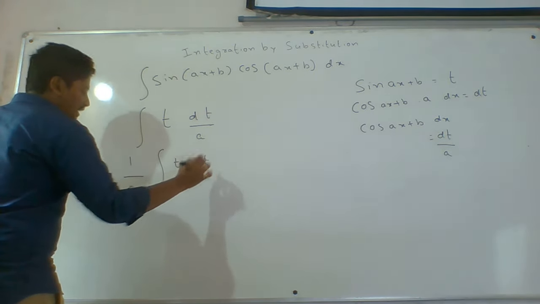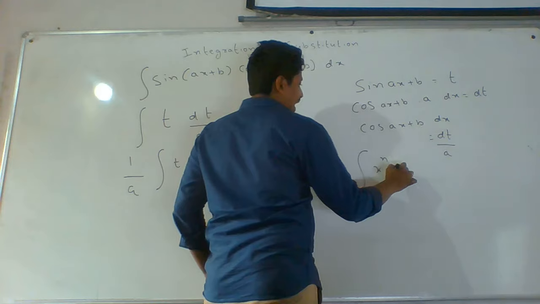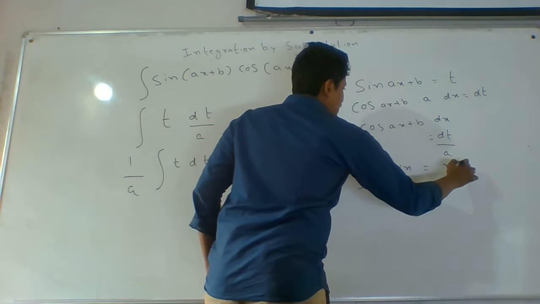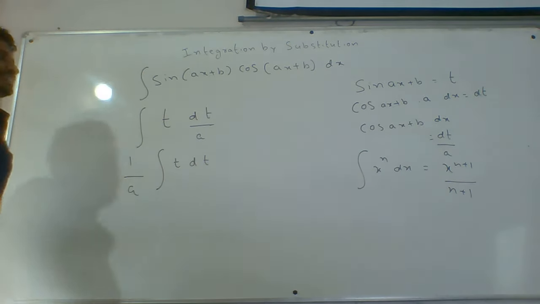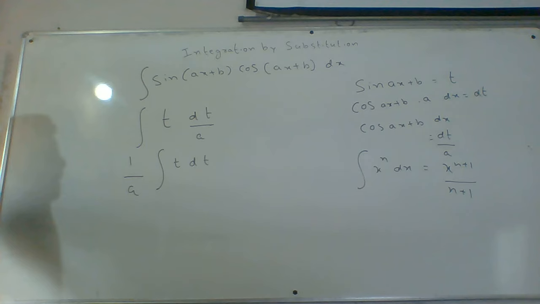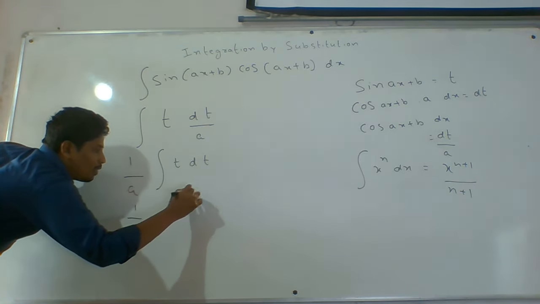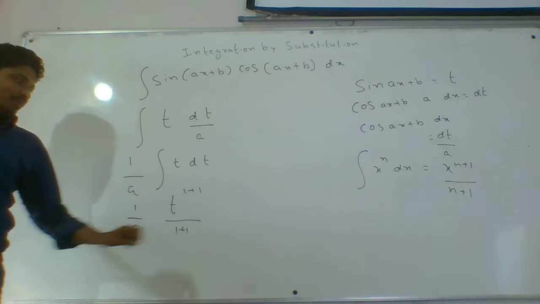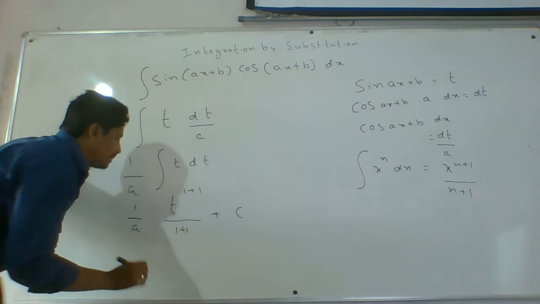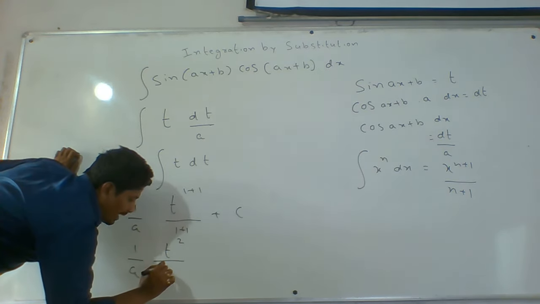Integral t dt. It is of the form integral x power n dx, which is x power n plus 1 by n plus 1. Here the power is 1. So 1 by a, t power 1 plus 1 by 1 plus 1, plus c. That is 1 by a into t square by 2.